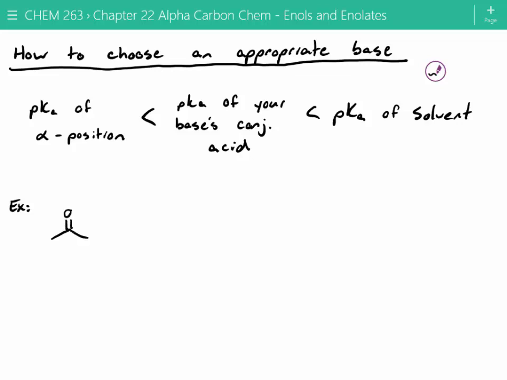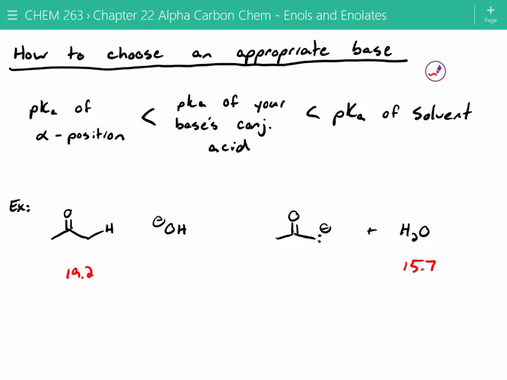Let's say we've got acetone, and the pKa of acetone is 19.2, and we react this with hydroxide. And then ideally what we would want to do is deprotonate that alpha proton, give it a negative charge, and make water. And the pKa of water in this case is 15.7, which means that water is more acidic than our alpha position, right?